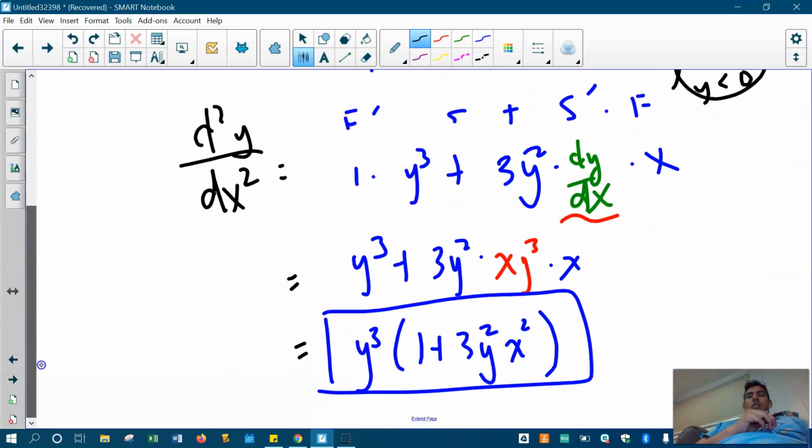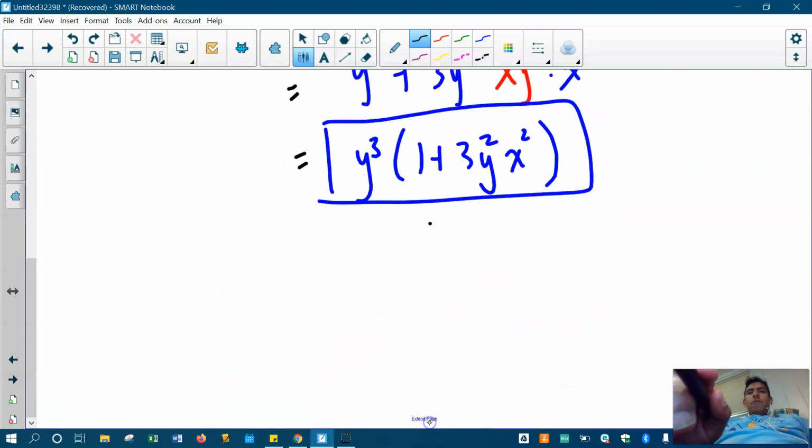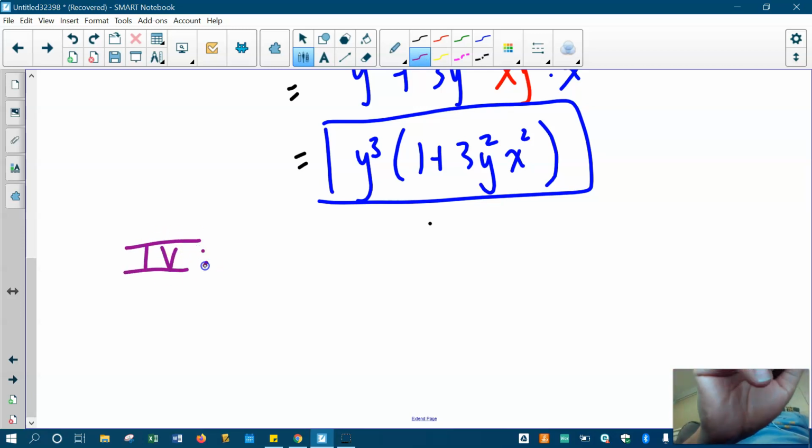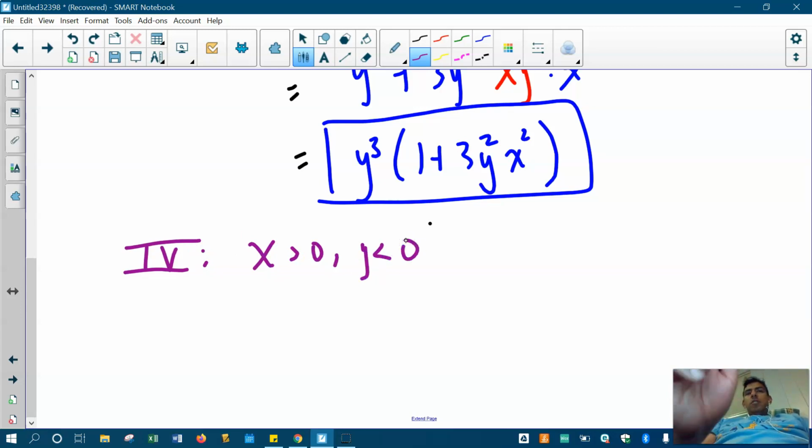So let's see here. I need to know the concavity in quadrant 4. So in quadrant 4, I can have x is positive, but y has to be negative. So let's see what happens if I plug in x is positive and y is negative. I want you to note, when x and y are anything, this value is always positive.